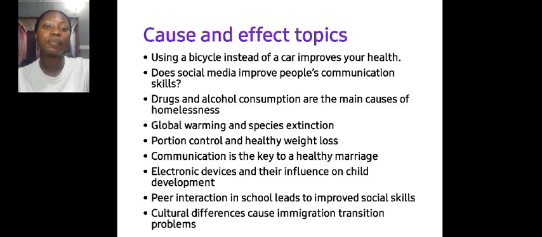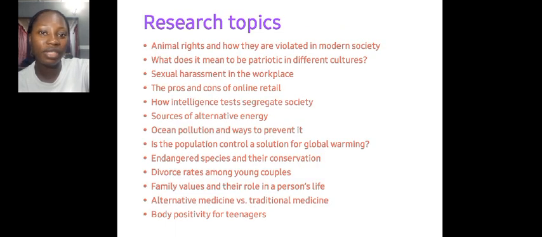Now let's see. We have the cause and effect topics. If you want to write in the cause and effect style of writing, you can consider any of these topics. Using a bicycle instead of a car improves your health. Social media improves people's communication skills. Drugs and alcohol consumption are the main causes of homelessness, global warming, and species extinction, and the rest of them. Cultural differences cause immigration transition problems. So these are a few topics that you can write on if you want to write in the cause and effect style.